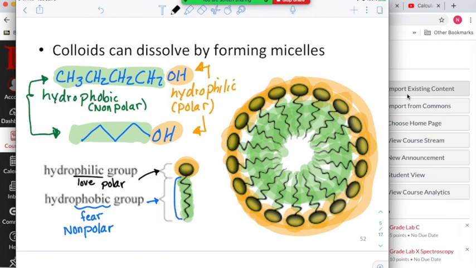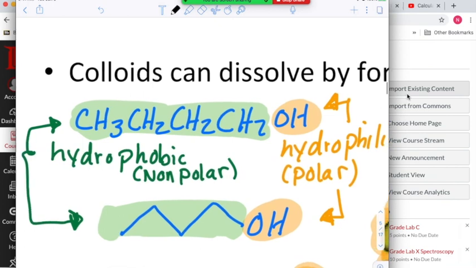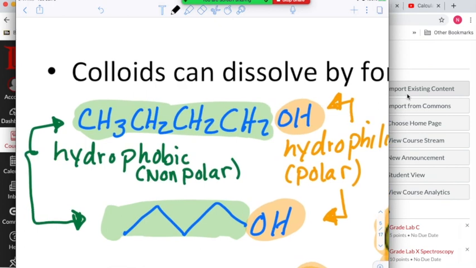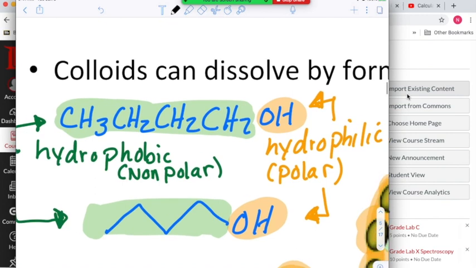So here in green, and let me actually zoom in just so we can focus on these right here, in green we have our carbon tail, and we do often refer to it as a carbon tail. It is nonpolar. It wants nothing at all to do with the water. And then we have an OH, and that OH is polar. It is hydrophilic, and it would love to be in the water.